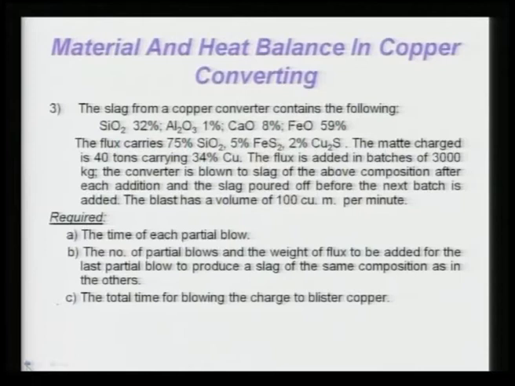That is what part B says: the number of partial blows and the weight of flux to be added for the last partial blow to produce a slag of the same composition as in the others, because it is possible the last partial blow may not require the full amount of flux, maybe less than that. So, you have to calculate that, and the total time for blowing the charge to blister copper, and the total time of course consists of the slag forming time as well as the blister copper formation stage. So, this is problem 3.